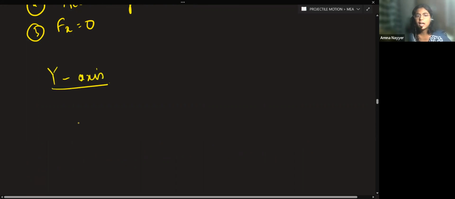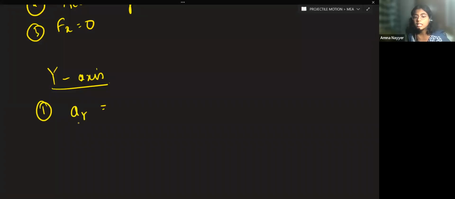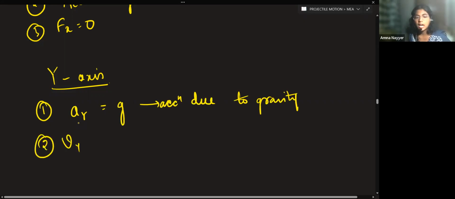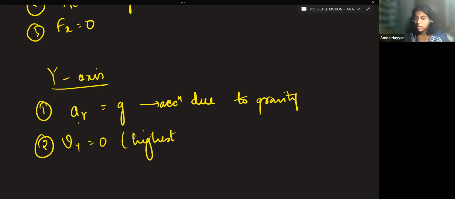Then you have the y-axis. Now, along the y-axis, you have to remember one thing only: that acceleration due to gravity will only act. This will be g. You can put minus or plus according to your sign convention. Only acceleration due to gravity will work. And velocity at the highest point will be 0 along the y-axis.